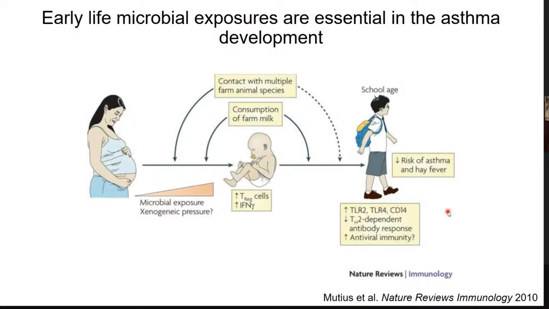We are familiar with the hygiene hypothesis. This is a working model very similar to the hygiene hypothesis, as you can see here. If the mother experiences more farm exposure during pregnancy, and the infant has contact with multiple farm animals and consumes farm milk, they will have more adaptive immunity and the rate of asthma will decrease. So this really highlights the important role of the microbiome in early life.